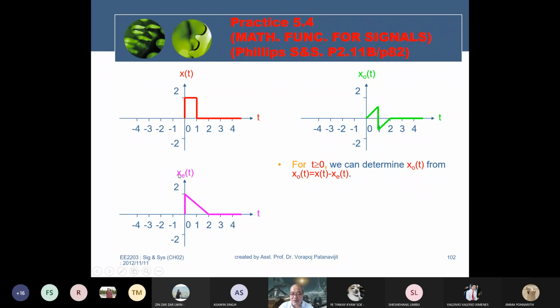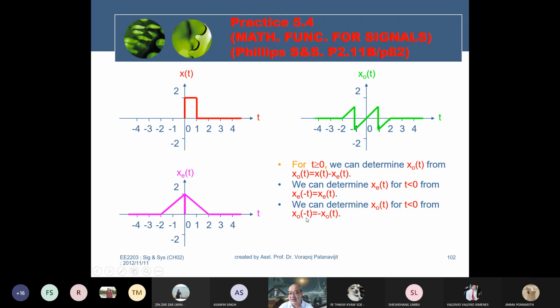Now we start with the even function. The even function is symmetric for time less than 0 and time greater than 0. Therefore, we can plot the even function first. Time less than 0 and time greater than 0 must be symmetric, so the even function must be here. Now the odd function is similar to the even, but it is symmetric with respect to the origin. Therefore x(-t) equals -x(t) here.